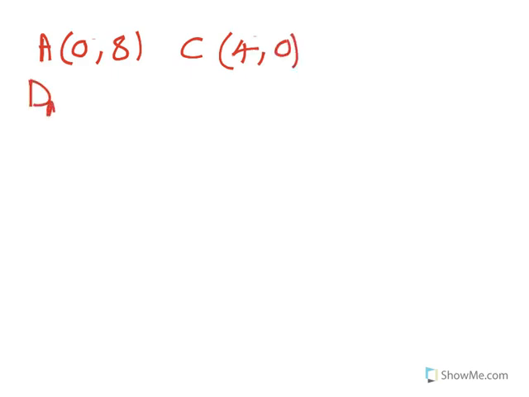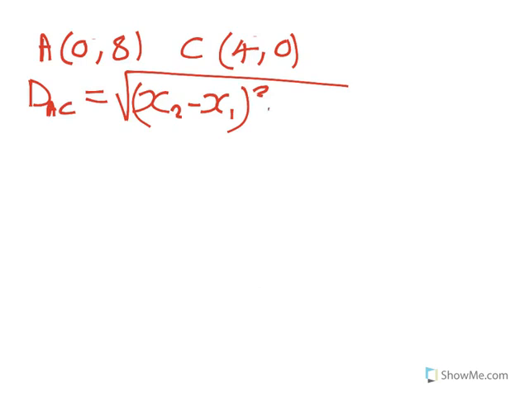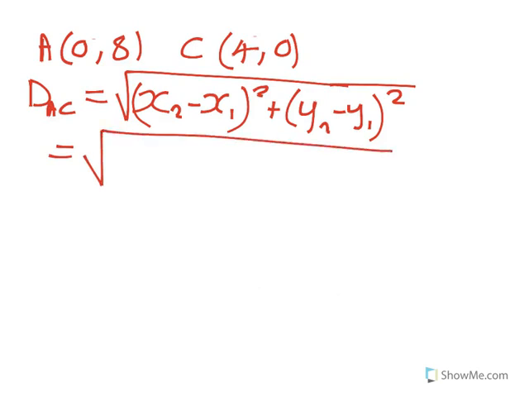Now D of AC is equal to the square root of x2 minus x1 squared plus y2 minus y1 squared. Everything must be under a square root. It's up to you which one you make your x2 and which one your x1. It does not make any difference. I'll make my second point my x2. So it will be 4 minus 0 squared plus 0 minus 8 squared. As I said, it doesn't matter which one you start with, the answer will be the same.